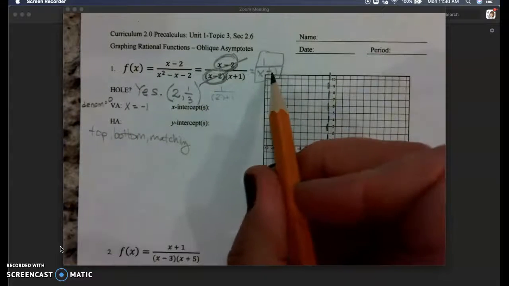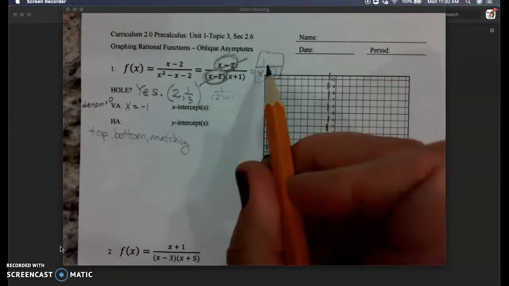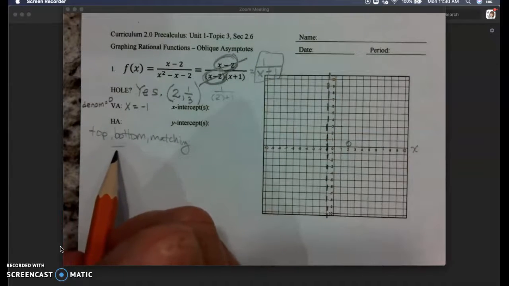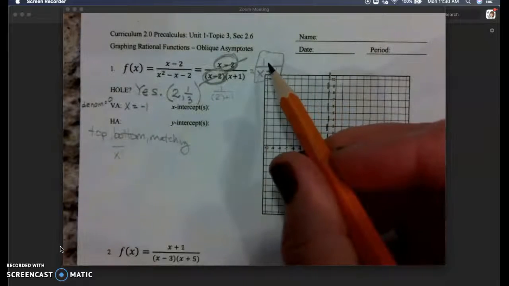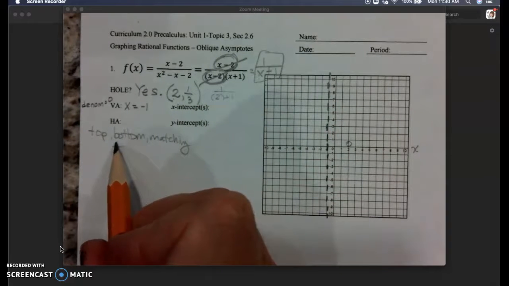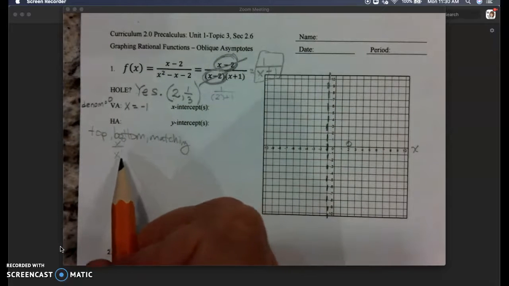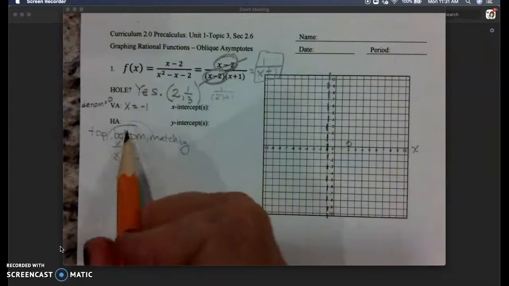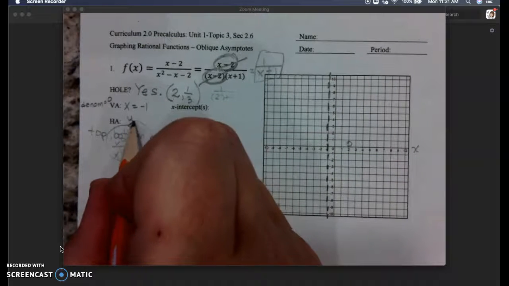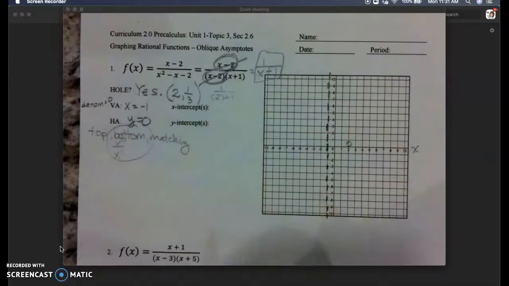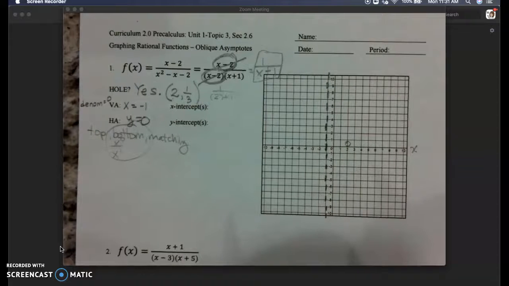So you come here and you see there's an x with the power of 1. So I have an x with the power of 1, and I have no x's on top. So no power of x on top. So it's bottom heavy, which means y equals 0. Anytime it's more powerful on bottom, it's y equals 0.